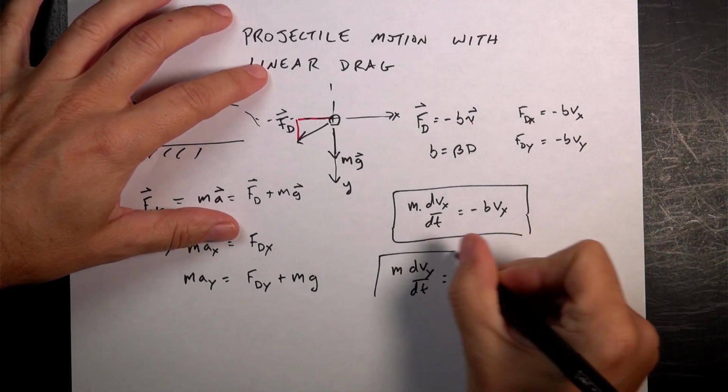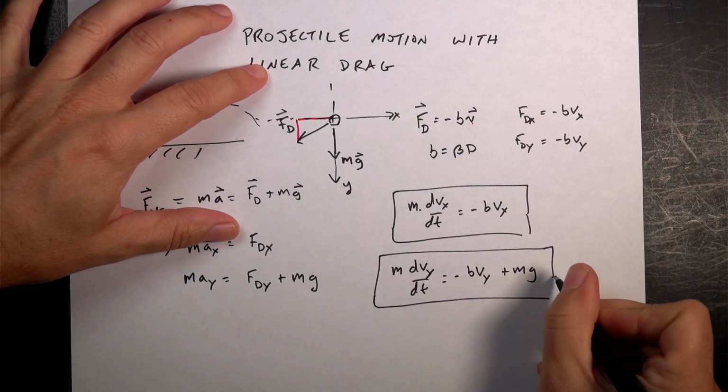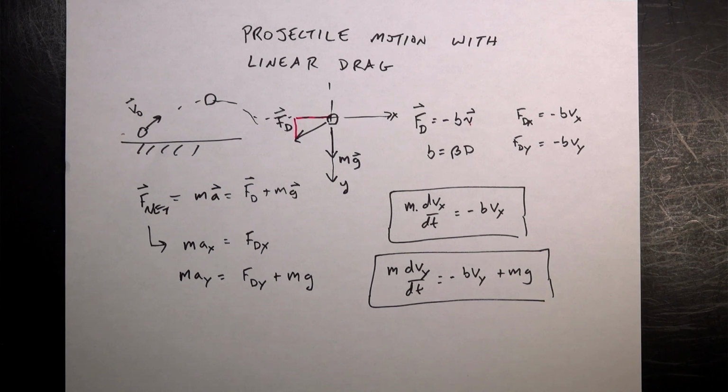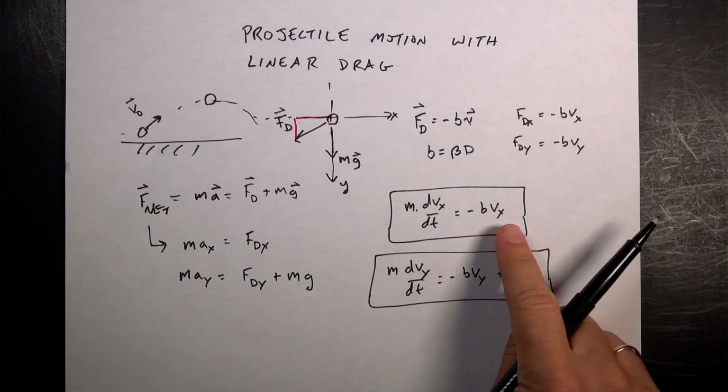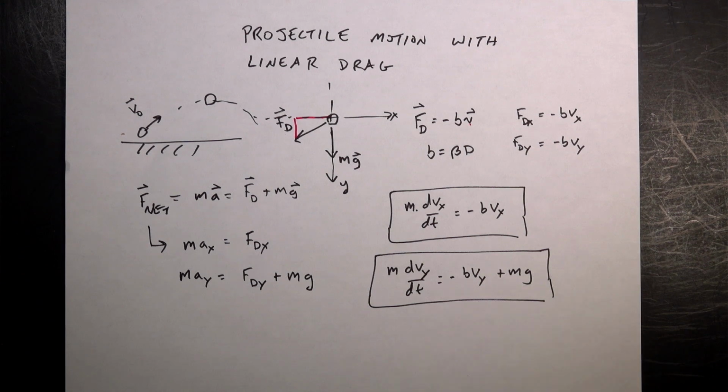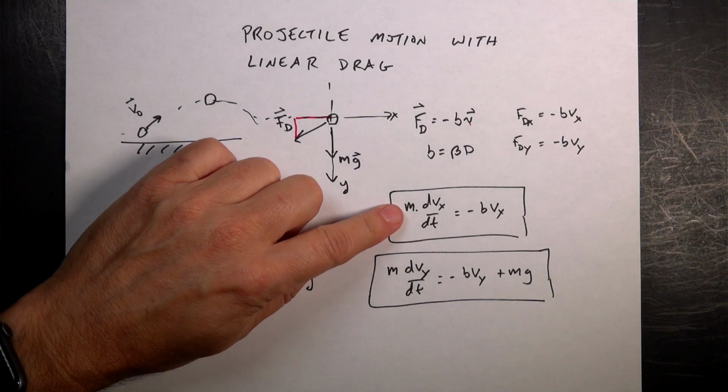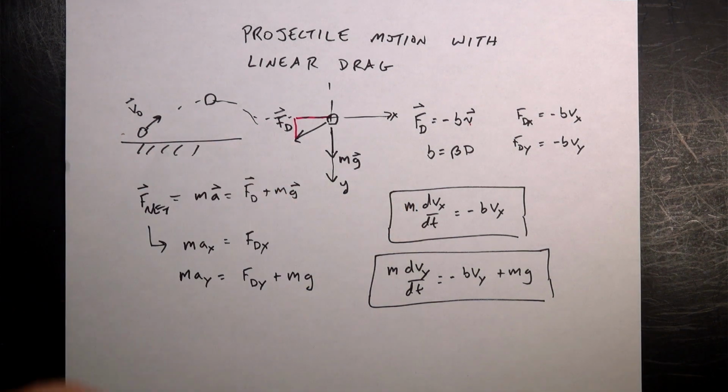So now I have two differential equations that don't depend on each other. This one only has vx in it, and this one only has vy in it. So I can solve those two independently. Okay, let's just jump right to it, and let's solve this one. Although, like I said, this is the third time I've solved that one.